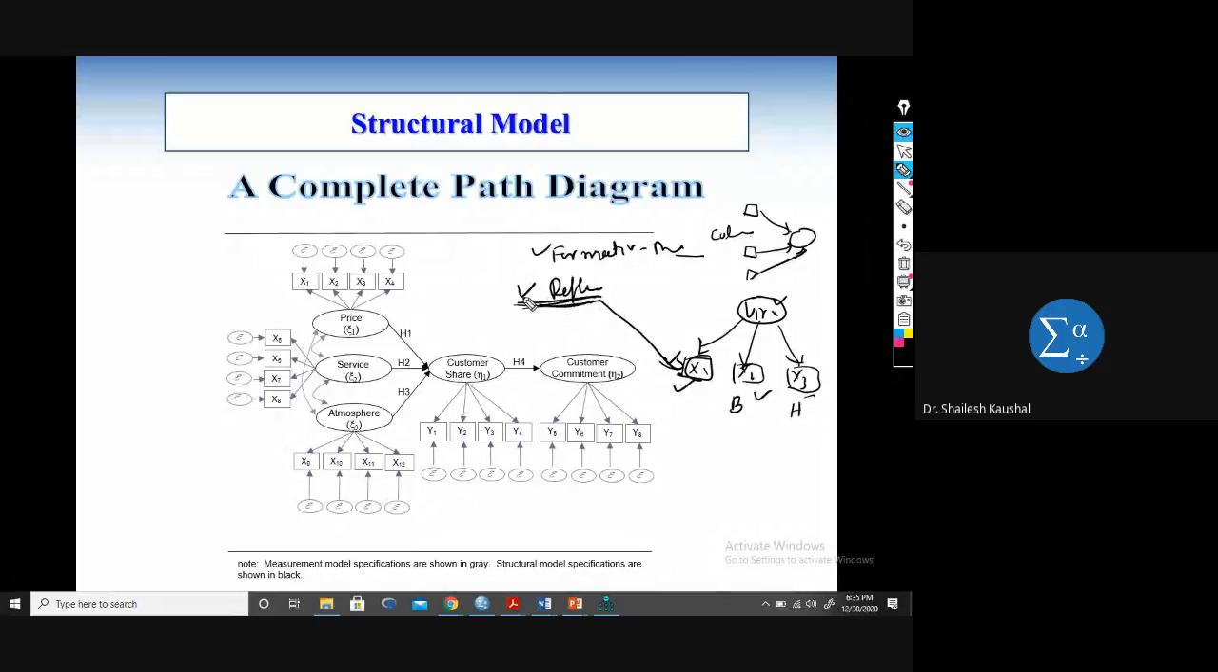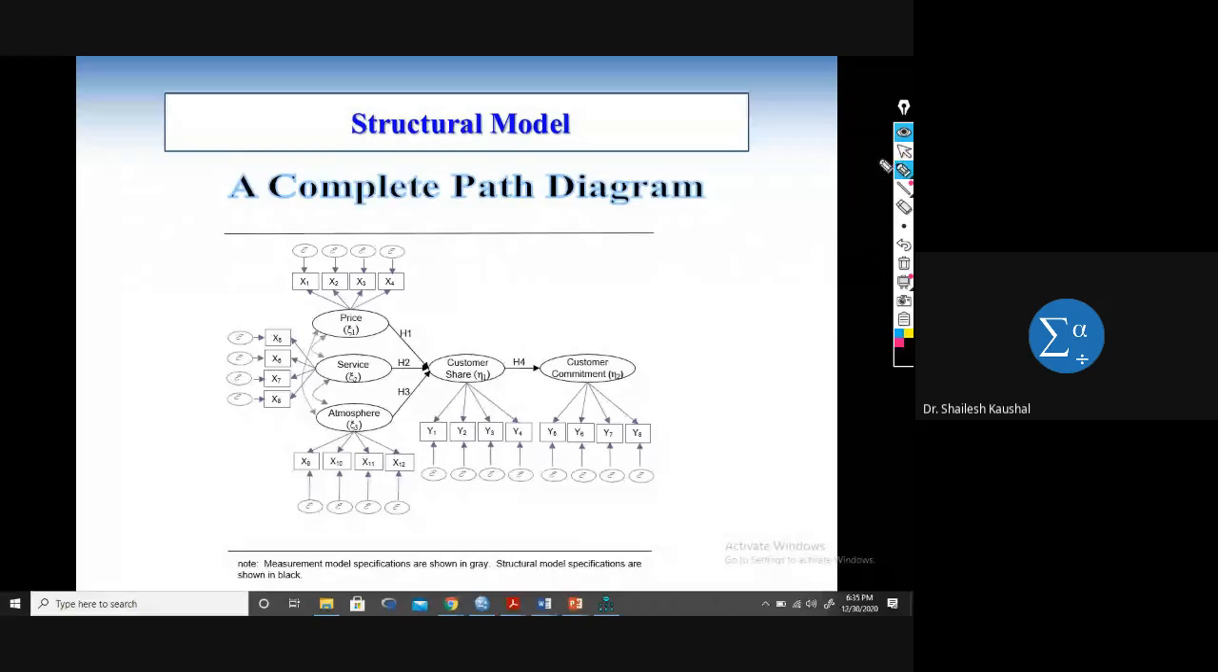And in our social science research, generally 95% of our research is based on the reflective measurement model. We cannot perform the formative measurement model in this, so we perform it through another software, Smart PLS. It means PLS-SEM. It is the variance-based structural equation modeling. Okay, now.